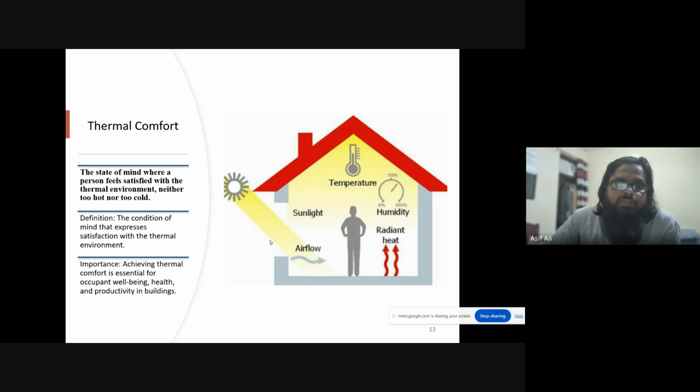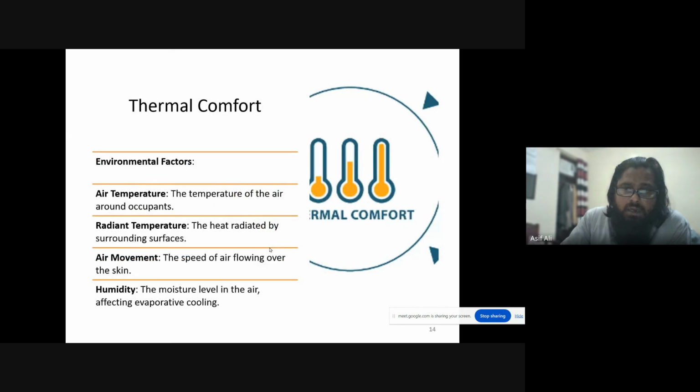So on the basis of that, we decide that this range of temperature and this range of humidity is okay for the human being. And that varies from place to place and area to area because of their metabolic rate, their climate, and all these things. So it is obviously going to affect our health. How it is going to affect our health, we will talk about in the later slides.